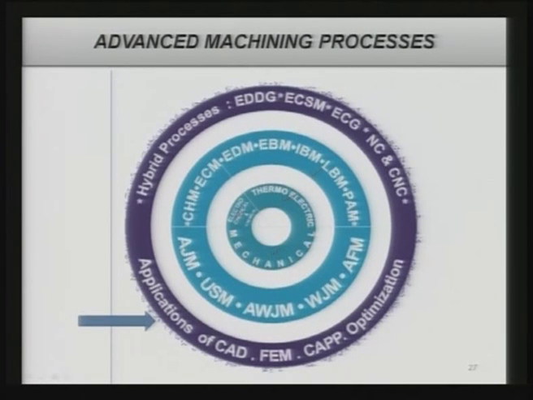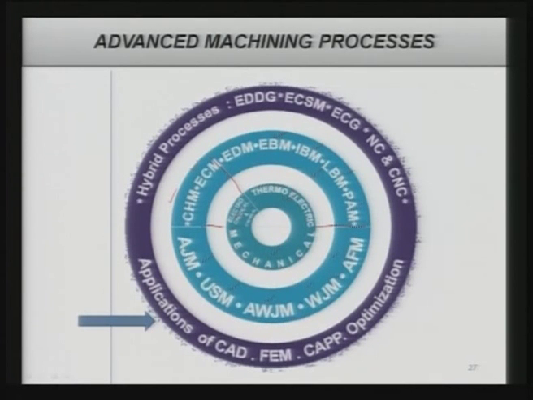Now, if you see the next circle here, they have been again classified according to the classification which I have already discussed. You can see here, these are the mechanical type advanced machining processes like abrasive jet machining, ultrasonic machining, abrasive water jet machining and abrasive flow machining, while thermoelectric machining processes are shown over here, which include electric discharge machining, electron beam machining, ion beam machining, laser beam machining and plasma arc machining, and chemical and electrochemical machining processes are included over here.